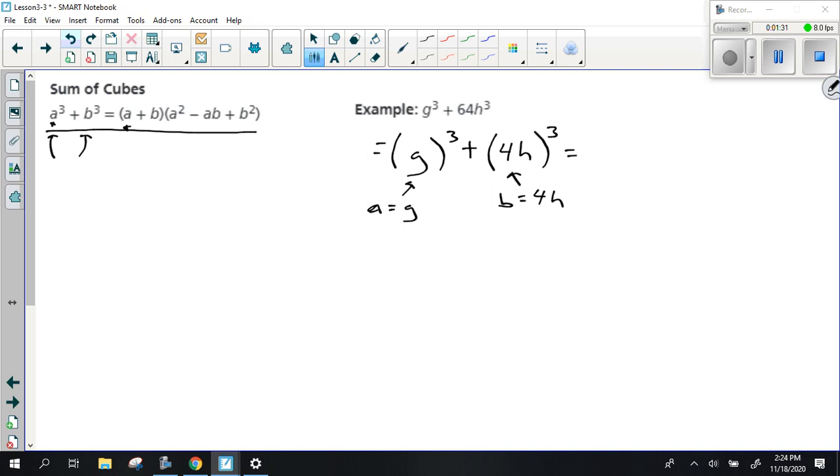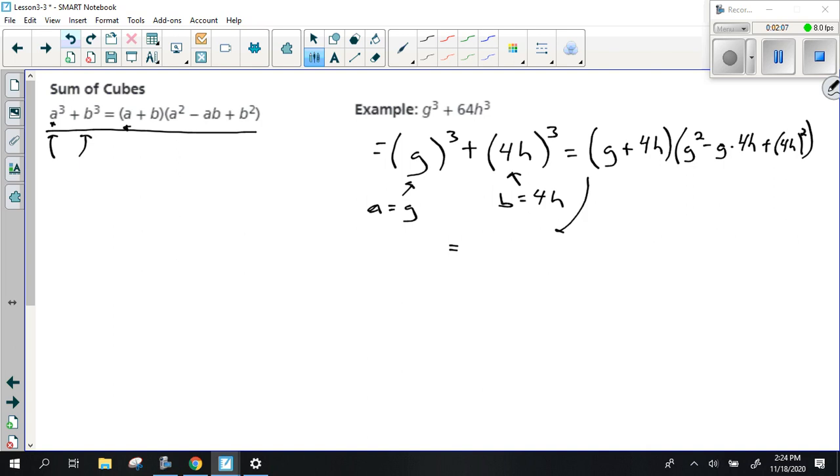So that means that this is going to be equal to A, which is g, plus B, which is 4h, times A squared, so g squared, minus g times 4h, right? That's A times B, plus B squared. We said B was 4h, and that's squared. Let's go ahead and simplify that.